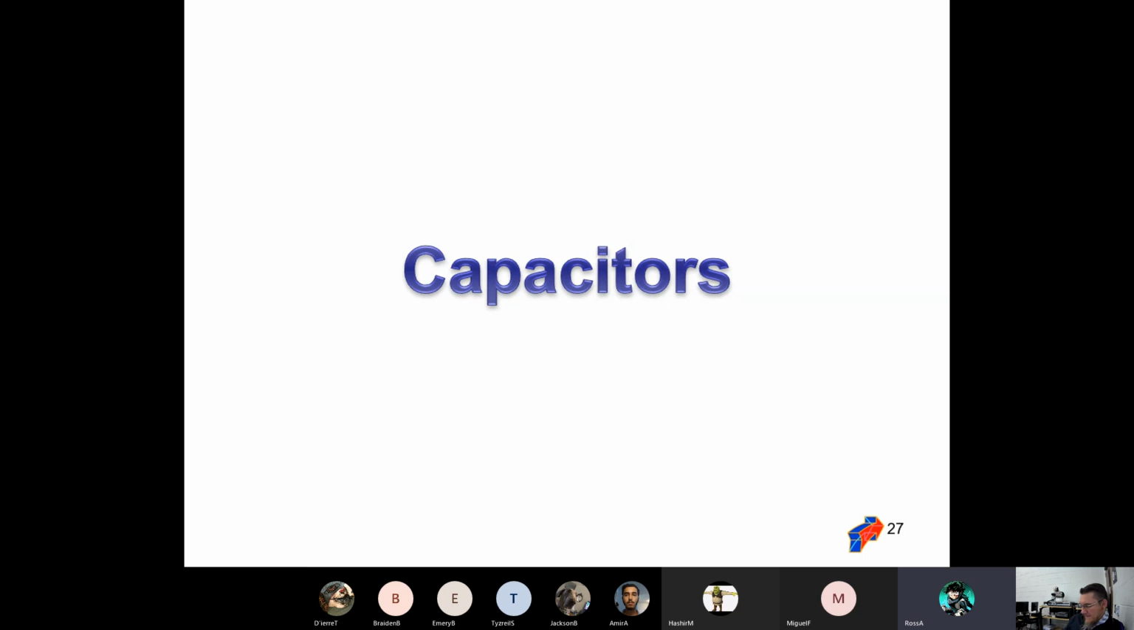Is this a new page? This is still part of component identification, but you can call it a new page if you want. So if you call the last one resistors, you can call this one capacitors, and that's fine. Okay. All right, capacitors.